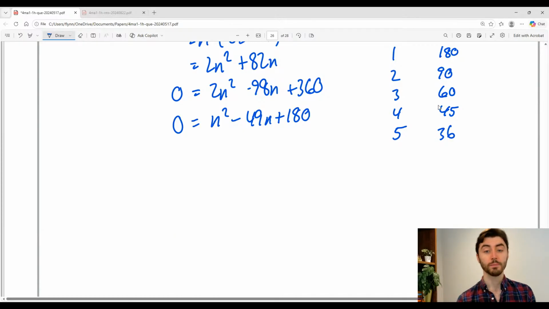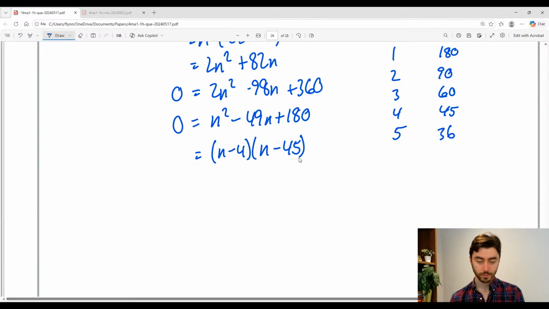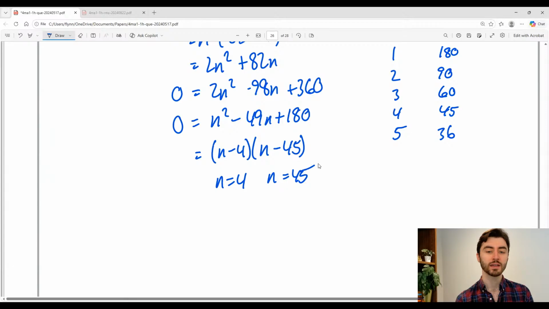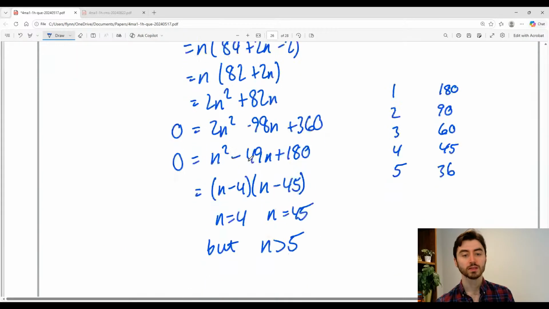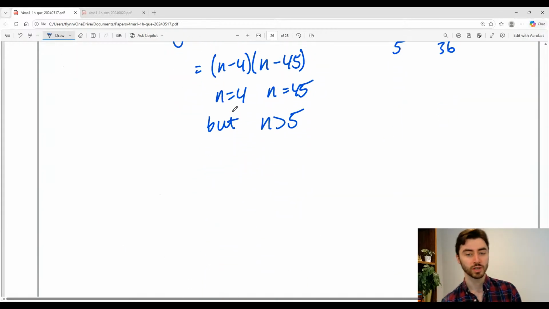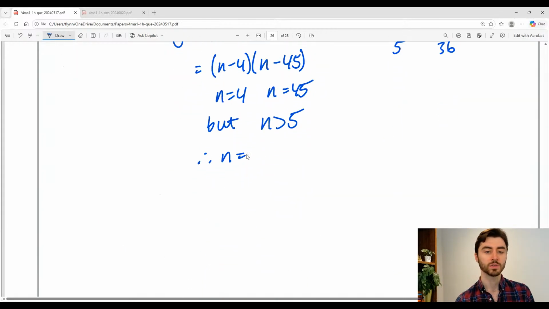So 4 and 45. If those are both negative, those would become minus 49. So it'd be n minus 4, n minus 45. And so if you're ever stuck, going through your factor pairs is exactly the way through it. So that means that this is solved by n equals 4 or n equals 45. But we're told at the start of the question, n is bigger than 5. So therefore, n equals 4 is not a solution. And therefore, n is equal to 45.